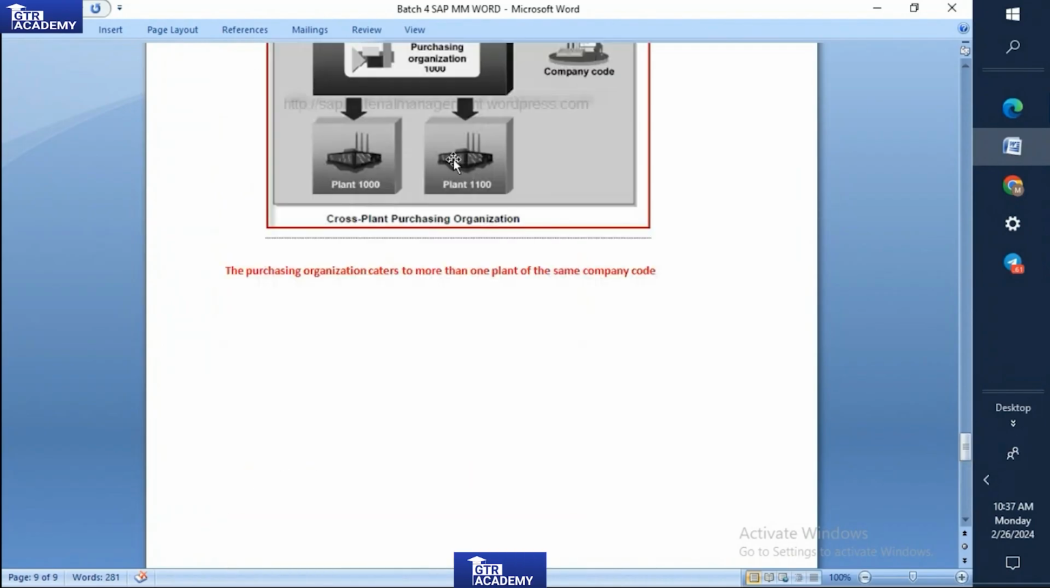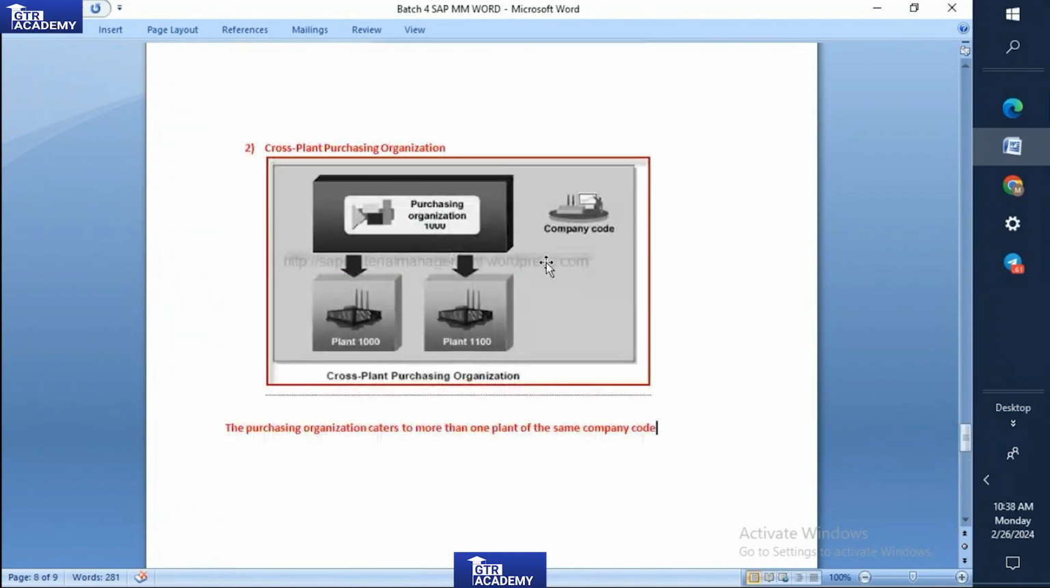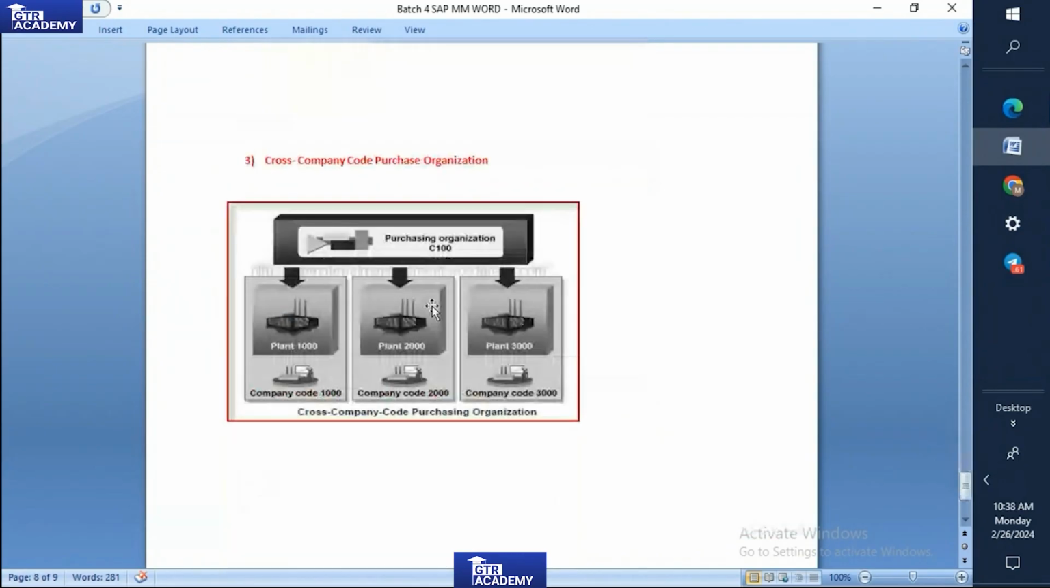Here it is cross plant. Under one company code, with two plants, they purchase through one purchase organization. But here, only the company code is different. We can have multiple company codes. As I told you in the beginning, under a company or a client, there will be n number of company codes. For example, the healthcare domain and the IT domain: for both of them, they have to purchase from this one purchase organization.